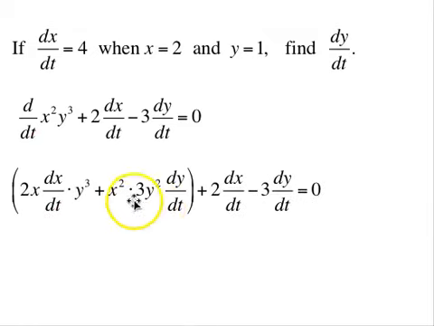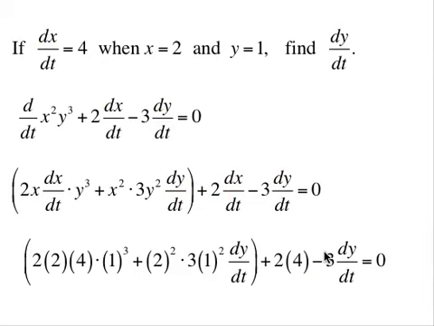That is now substituted in, and at this point we recognize x is 2, y is 1, dx dt is 4. So this should be 2 times 2, x is 2, dx dt is 4, y cubed, 1 cubed, plus x squared, 2 squared, times 3 times y squared, 3 times 1 squared, dy dt is what we're looking for, plus 2 times dx dt, 2 times 4, minus 3 dy dt, that's what we're looking for. So again, you can see x is 2, dx dt is 4, y is 1 cubed, x squared is 2 squared, 3 times 1 squared, dy dt plus 2 times 4, dx dt is 4, minus 3 times dy dt.